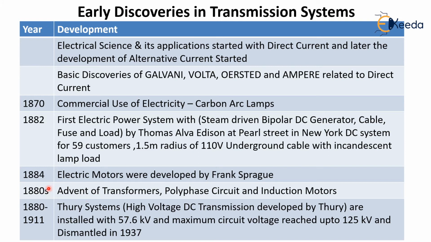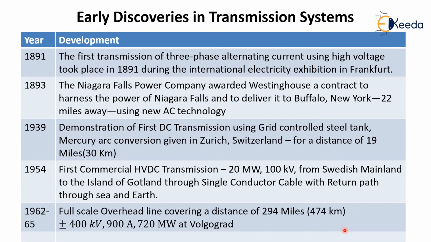This is one of the important phases of transmission where transformers started to develop. And from 1880 to 1911, the first high voltage direct current transmission was developed by Thury, which we call the Thury systems, installed at a voltage level of 57.6 kilovolt, with maximum circuit voltage reaching up to 125 kilovolt. But this system was dismantled in 1937 after the death of the scientist Thury. So it was of no use. After that, DC transmission stopped again. There was no development in DC.